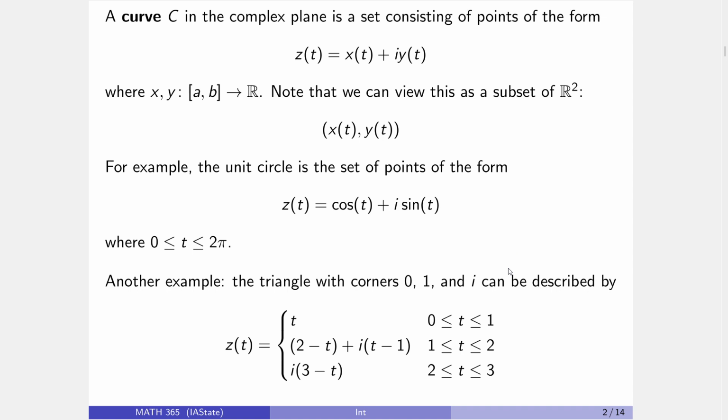Alright, so another example, imagine in your brain the triangle that has corners at 0, 1, and i. So, again, in R2, the point (0, 0), the point (1, 0), and the point (0, 1). It can be described piecewise, where we go from 0 to 1, and that's traced out by just having the parameter run from 0 to 1, no imaginary part.